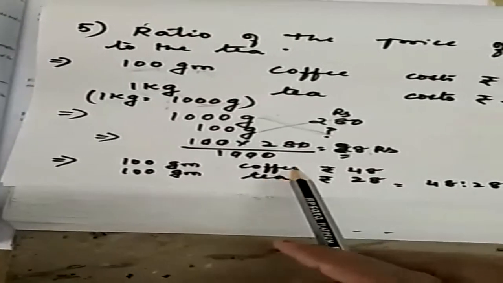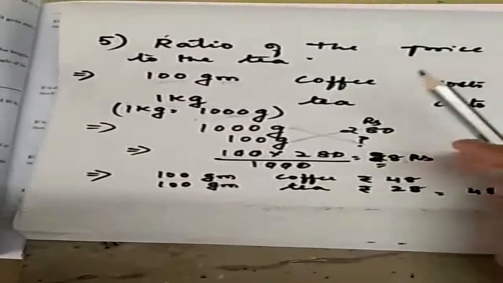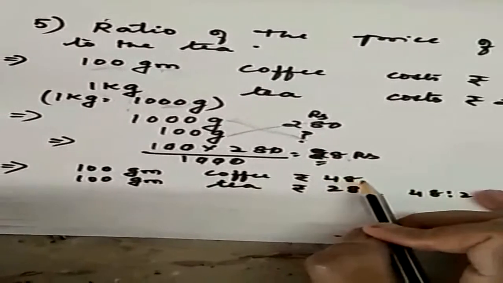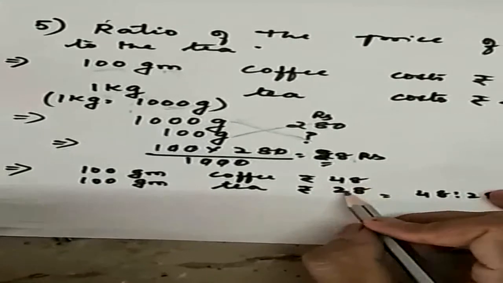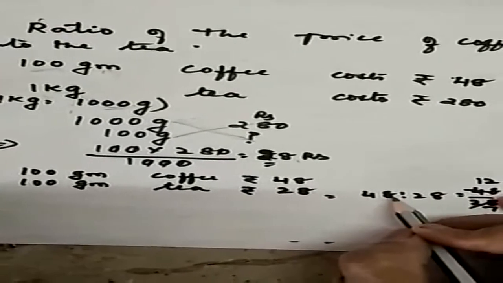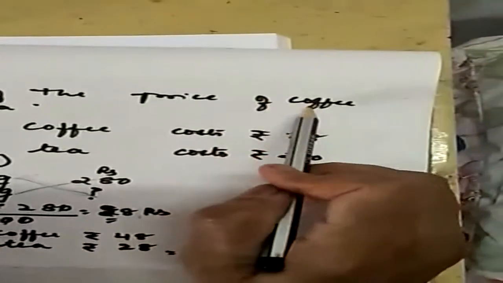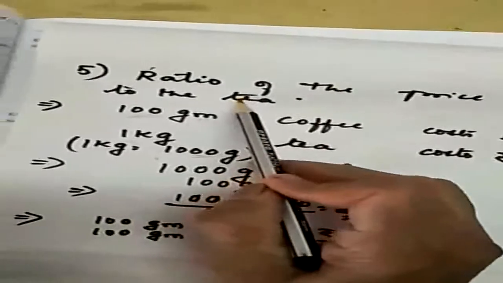But what is the question they have asked? They have asked to bring it in the ratio. You know the price of coffee is more than tea, and you have to bring it in ratio. Bring it in ratio means you have to bring it in the simpler form. 48 is to 28, because they have said first the price of coffee is written first, then the price of tea.